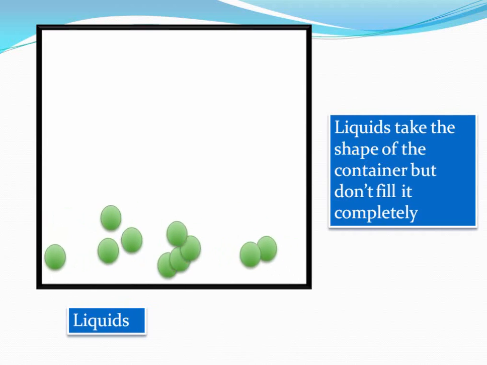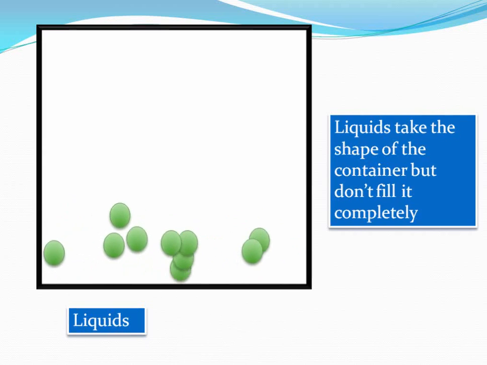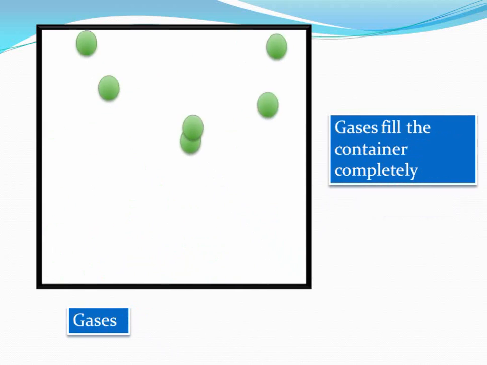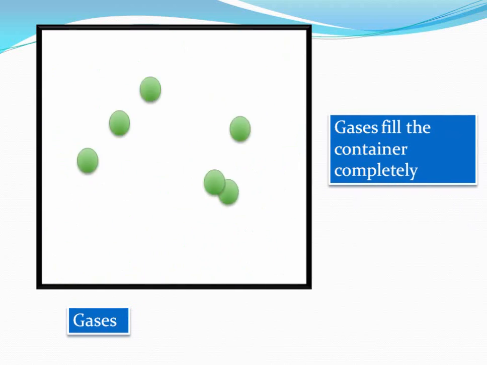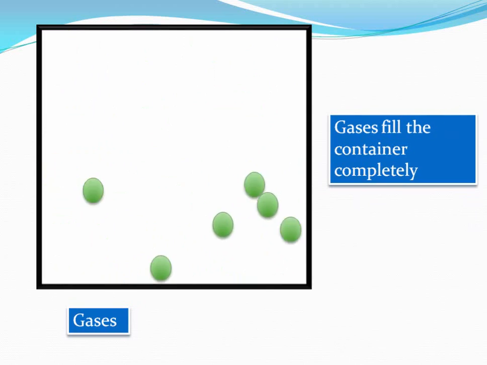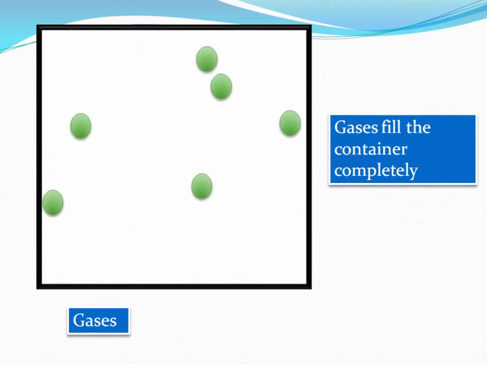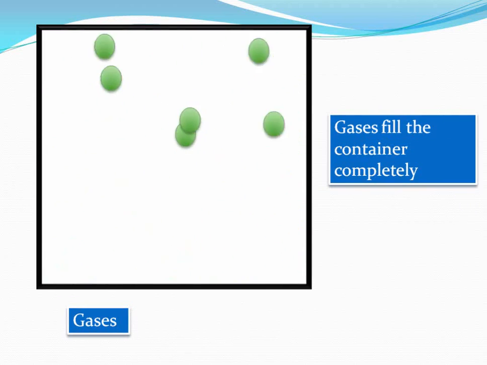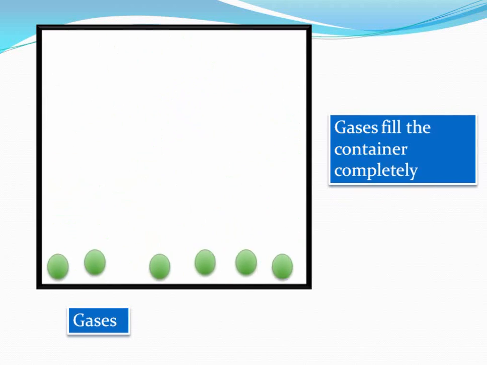They take up the shape of the container because they are slightly free to move, but they are not so free to move that they can just expand and fill up the entire container. Gases, on the other hand, just take up the entire space available to them. As you can see, the gas particles are very free to move, which is why they expand and take up the entire volume available to them.